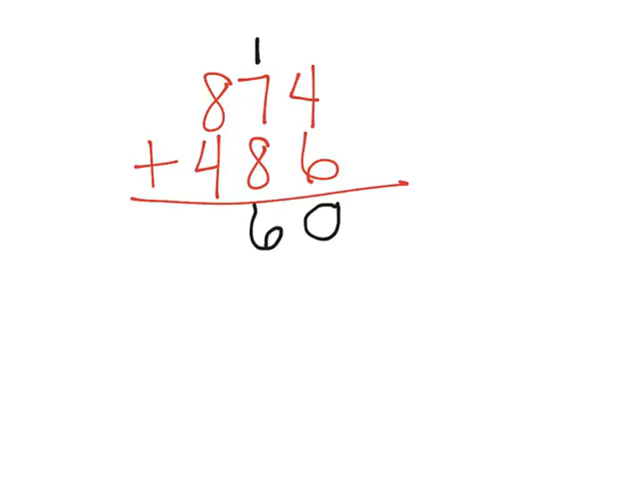And I can't put my 160 down. I have to put my one group of 100 in the hundreds place. 100 plus 800 plus 400. So that gives me 1,360 as my total answer. Again, you can see where I placed my carries in the appropriate place values.